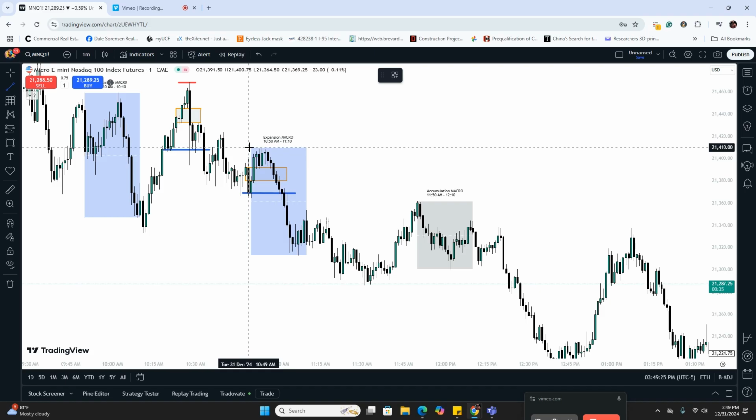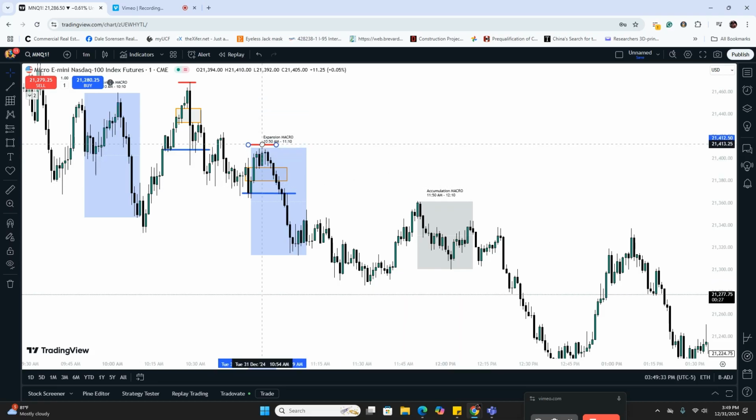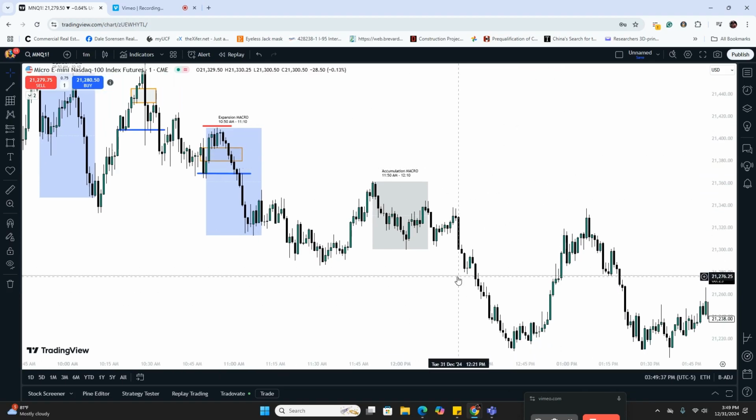Now I took 1-to-1s on these, you guys. I don't have the patience to sit through 2-to-1s. I'll probably try to improve that next year, but I usually take 1-to-1s. But 2-to-1s are there if you want to.